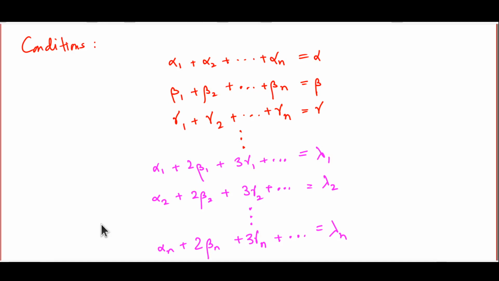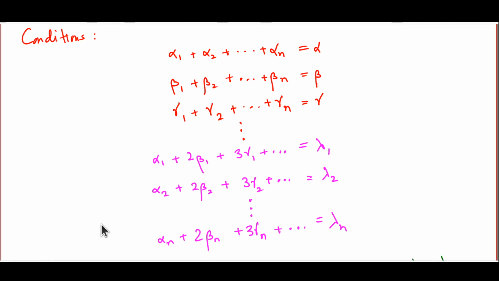So, for every set of non-negative integers, alpha 1, alpha 2, beta 1, beta 2, all the way up to alpha n, beta n, gamma 1, gamma n, and so on, which satisfy these conditions, we have a permutation which is actually in my subgroup capital H. The question is, how many such possibilities are there?